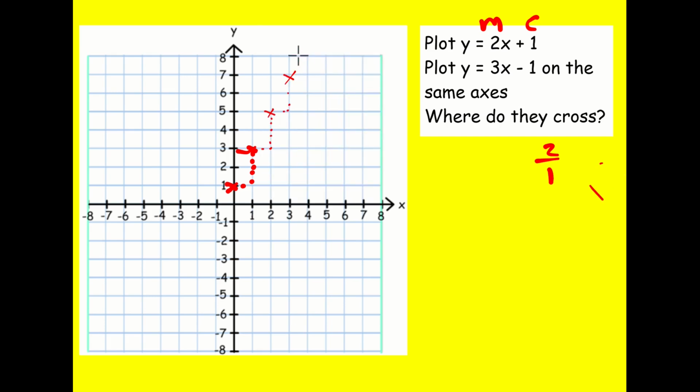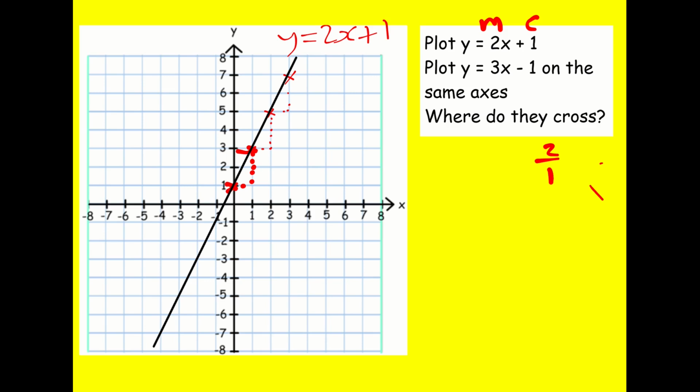Okay, so I know it's going to go through there, go something like, that did not work, it's meant to be a straight line. Better. Okay, so that is my first graph. I'm just going to label it y equals 2x plus 1.